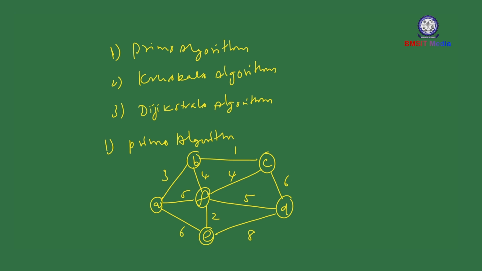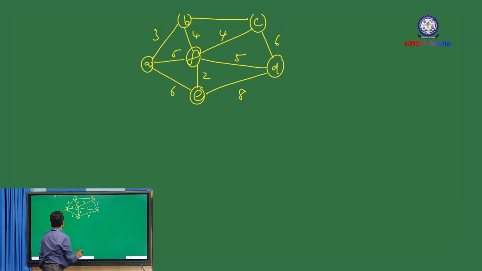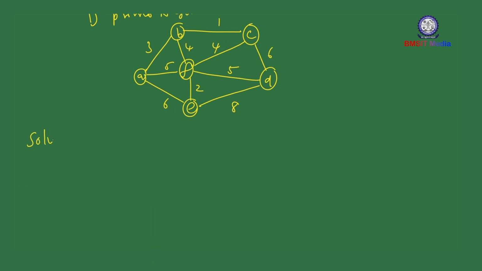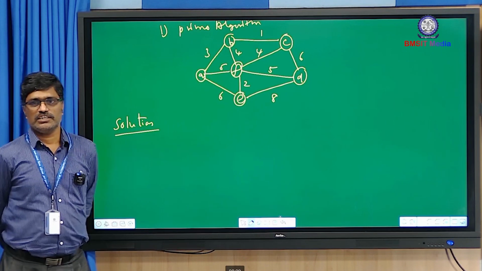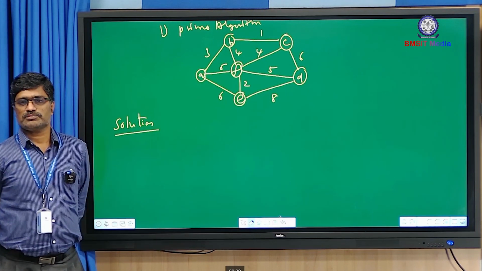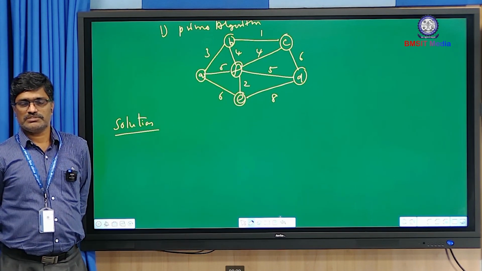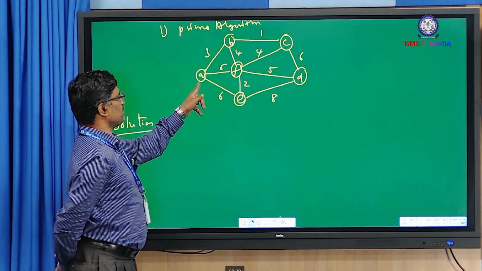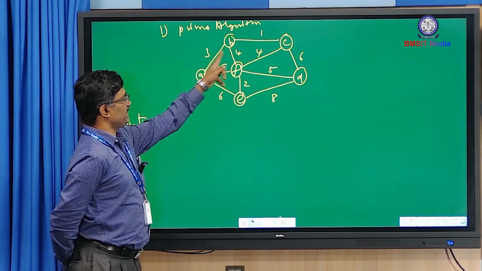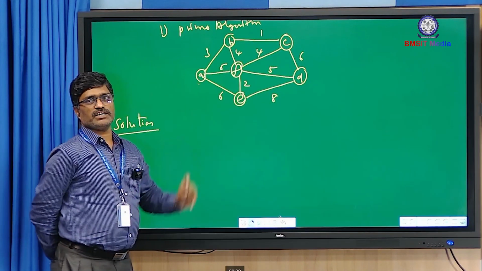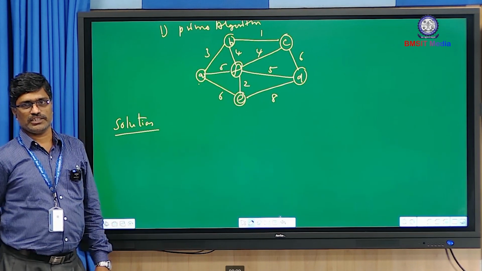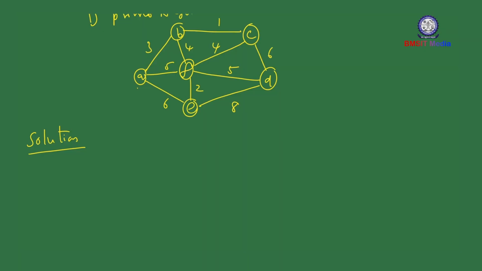Now let us solve the solution for this. Here we are drawing the spanning tree. A spanning tree is also a tree, which should not have any cycles. Suppose if I start from A, I could reach back to A again. So when we are drawing the spanning tree we should not have any cycles. Now the solution using Prim's algorithm.